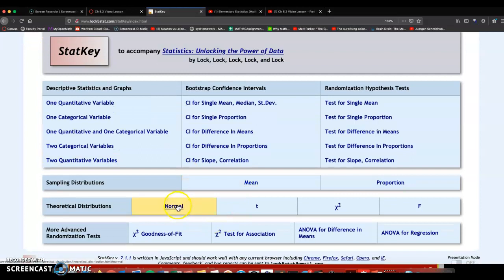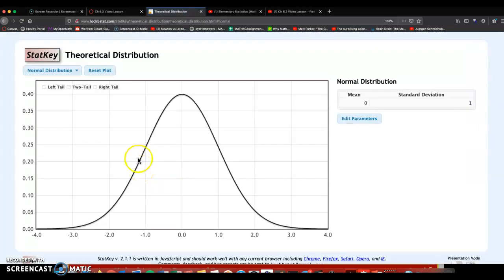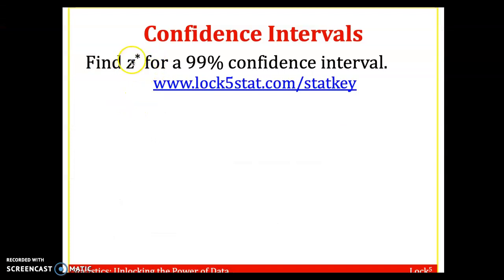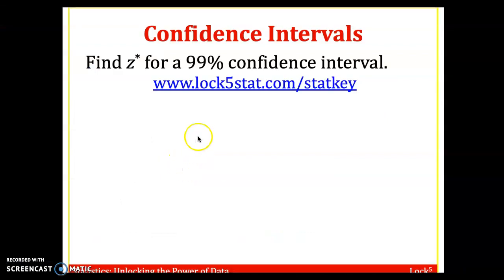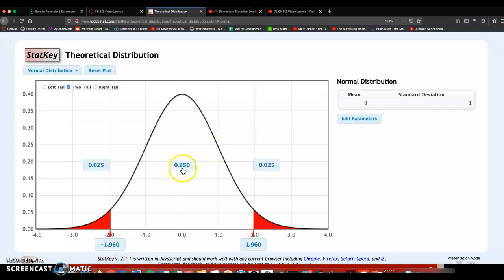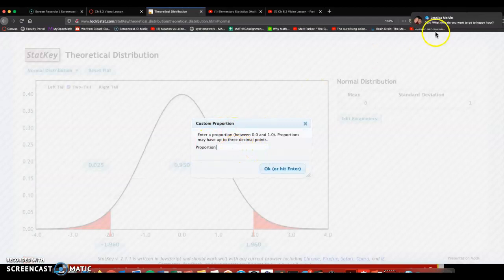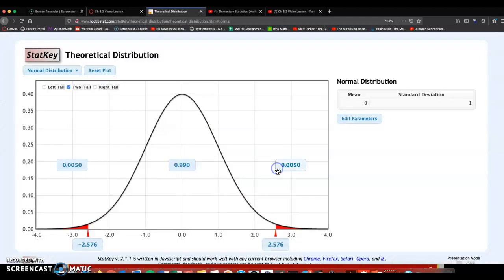On the main screen, click on that normal distribution. And for figuring out Z star, you do not need to change anything. The mean should be 0, standard deviation 1. For confidence intervals, always click on two-tail. And now the only difference is we don't want 95% in the middle. What do we want in the middle? 99%. So click that center option, make that 0.99. Click OK.